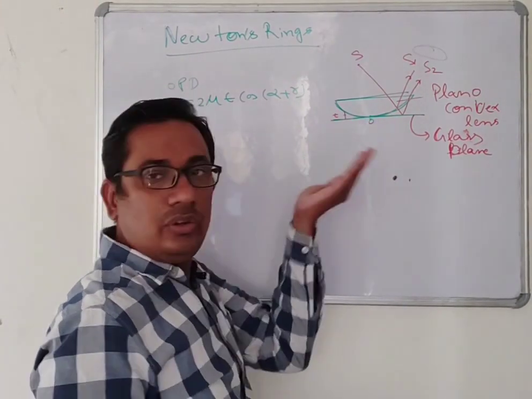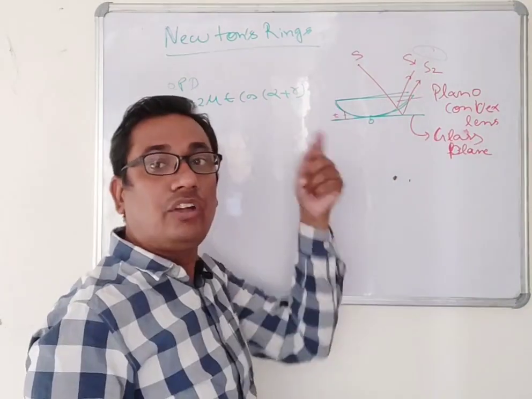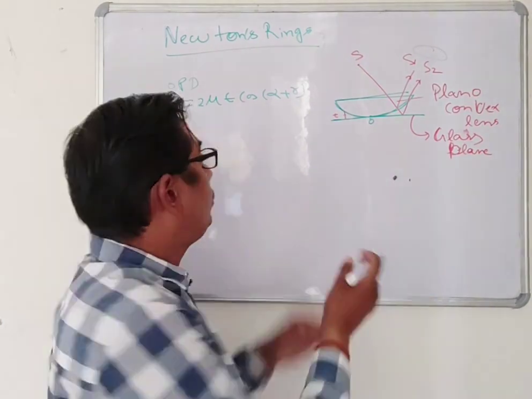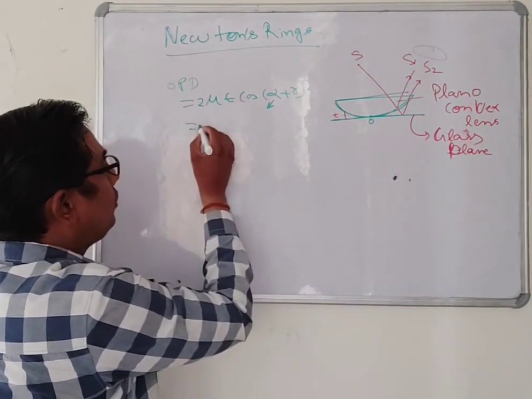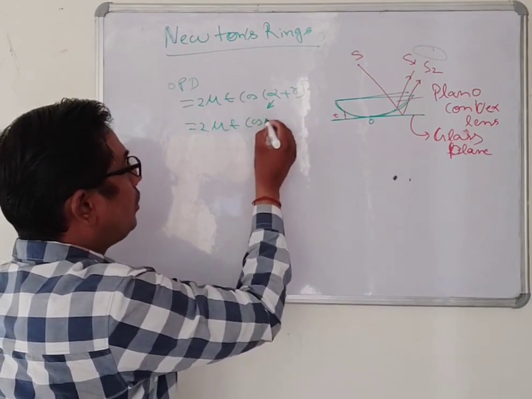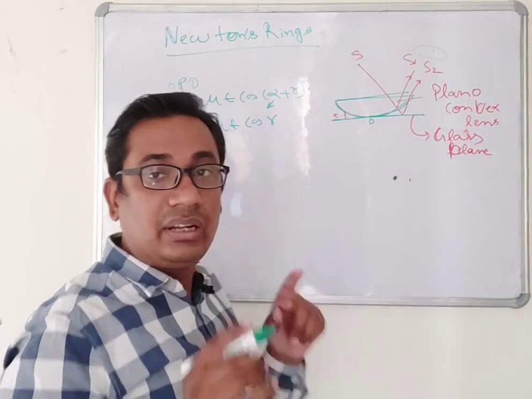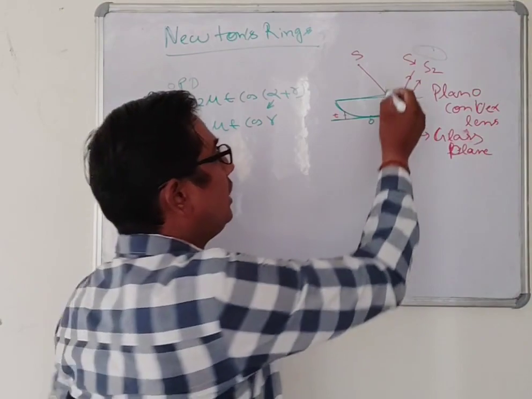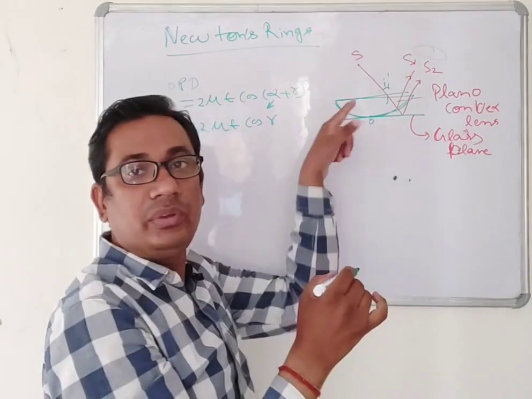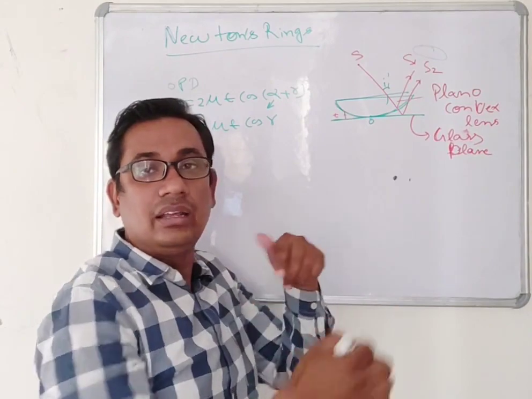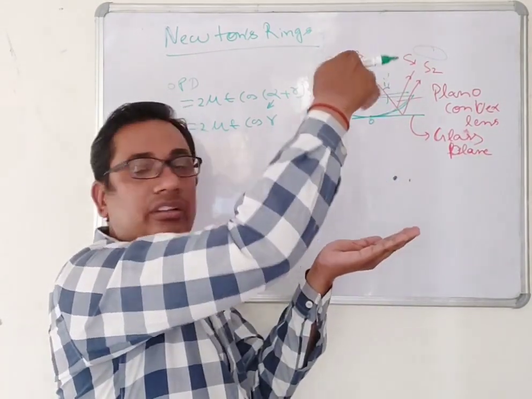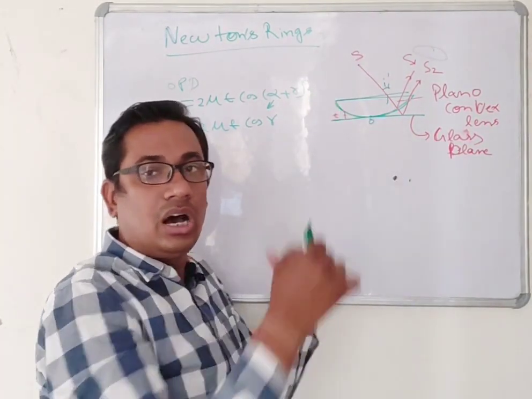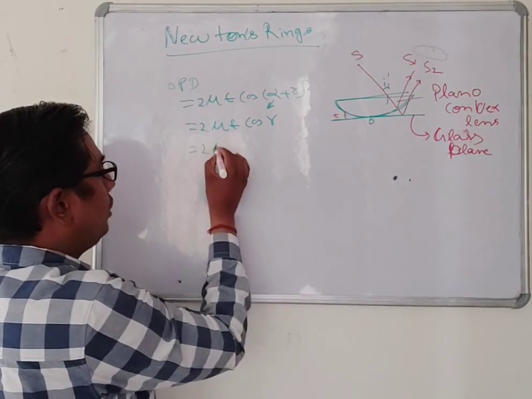But this plano-convex lens is cut from a spherical surface of large radius of curvature, so you can neglect this alpha. You can write 2 mu t cos r. But experimentally we have arranged it so that the incident angle i must be 0. It means that the incident light should be normal on the plano-convex lens. So i is equal to 0, r is equal to 0. It means that the path difference is 2 mu t.